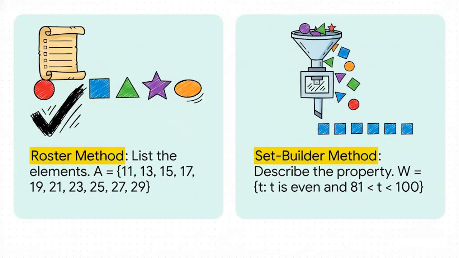Okay, so on the left, you've got the roster method. This is the easy one. You literally just make a list of everything in the set. Super straightforward. But what if your set has like a million things in it? That's where the set builder method on the right becomes a lifesaver. Instead of listing everything out, you just write a rule. So here, W is the set of all numbers, we'll call them T, that follow a specific rule. T has to be an even number between 81 and 100. It's a much more elegant and compact way to describe really big sets.